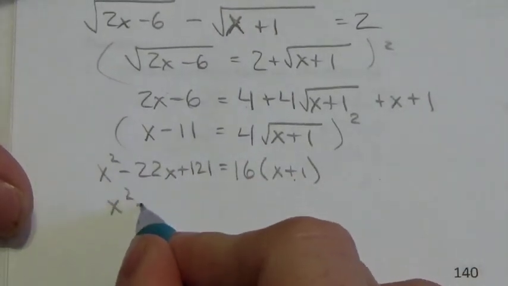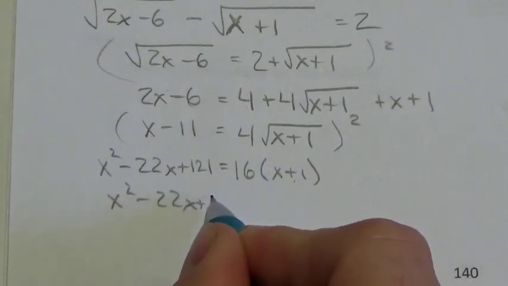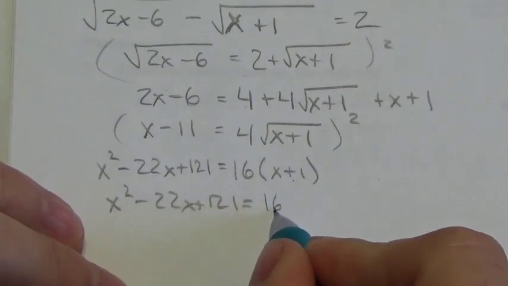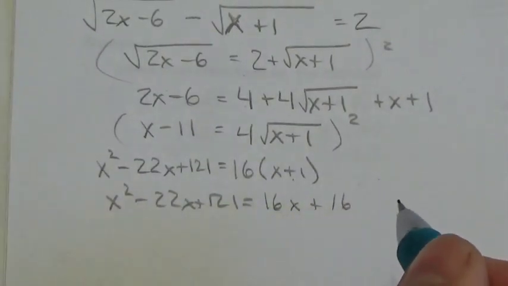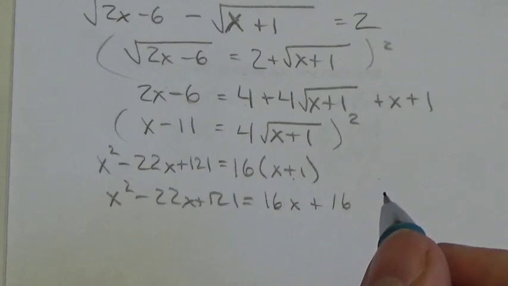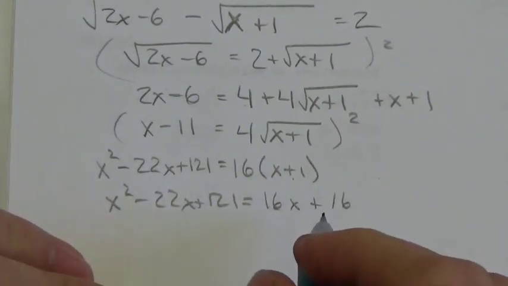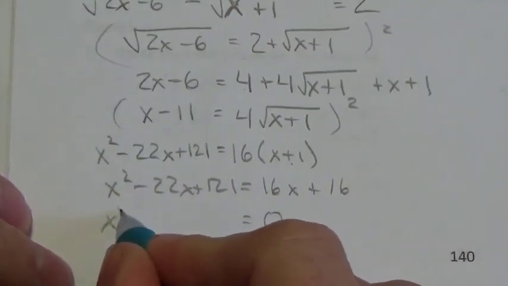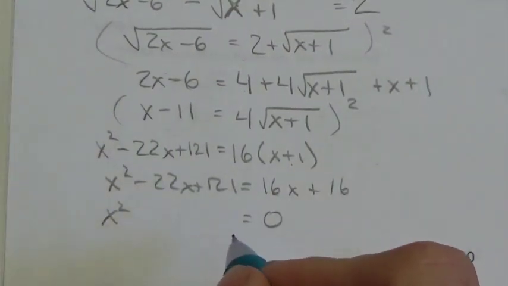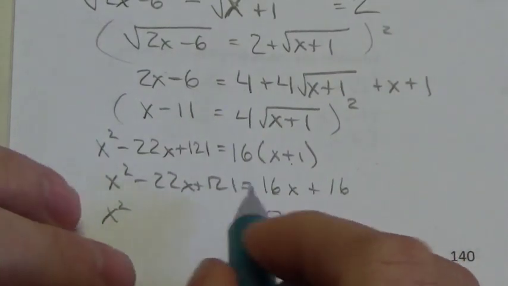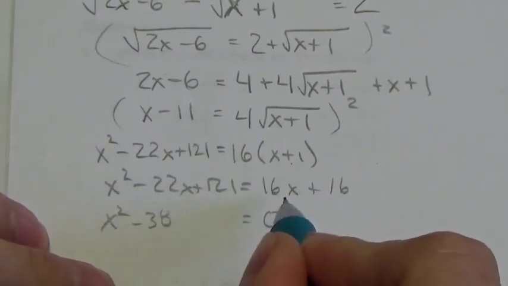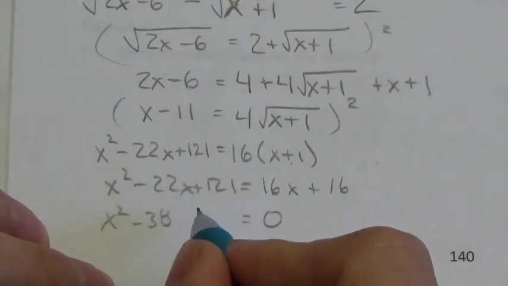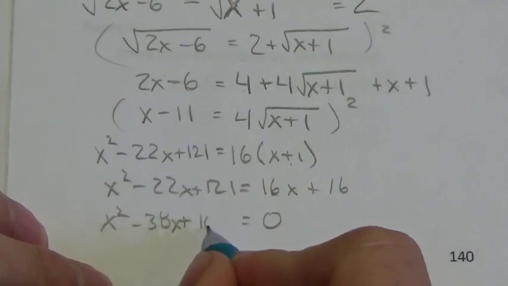Now, over on the right-hand side, I'm going to multiply that 16 through. So I'm going to get 16x plus 16. Okay? And now I'm going to start to bring everything over, because it's a quadratic, and I want it equal to 0 here. So x squared, and what are we going to get here? Negative 38x when I bring that 16 over. And then 121 minus 16 will be plus 105.